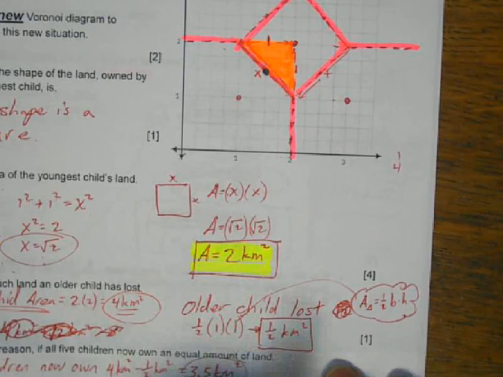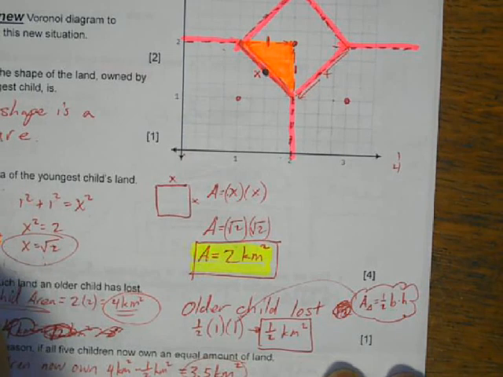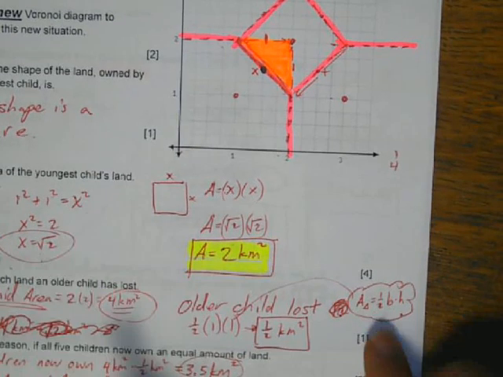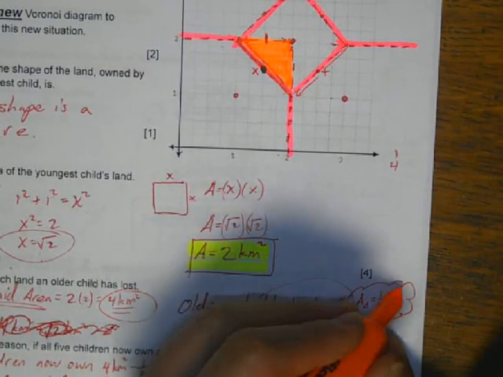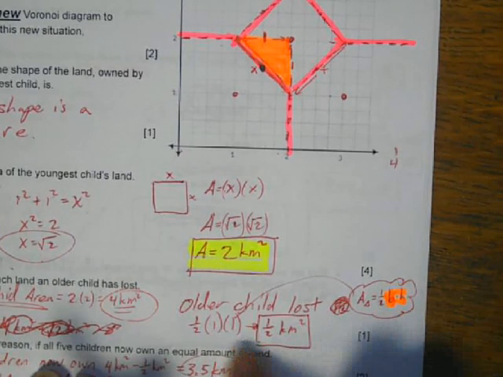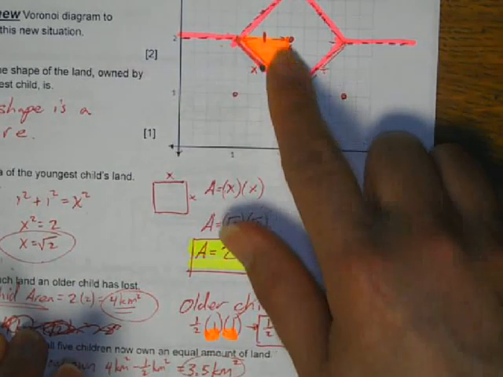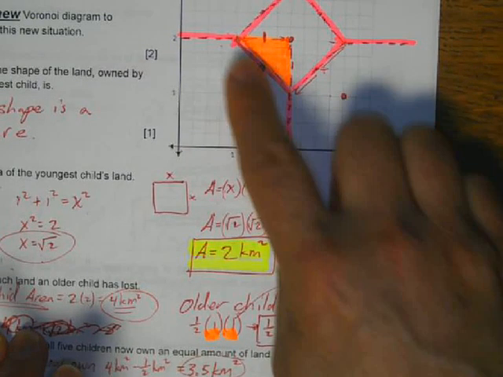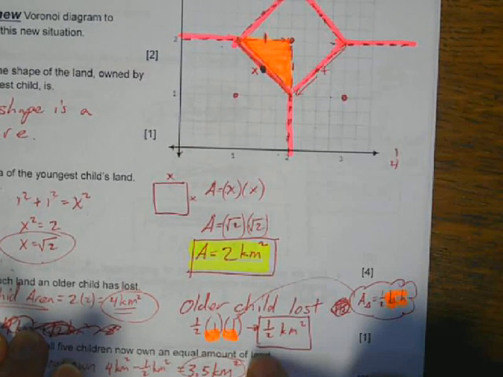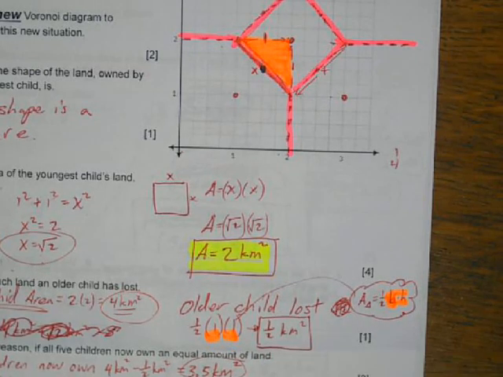So we need to figure out the triangle here. The area is 1/2 base times height. Our base is 1, and our height is 1 for this orange triangle. That's the amount of land that the older child has lost. So 1/2 base times height, 1 times 1. So each child has lost 1/2 a kilometer squared.